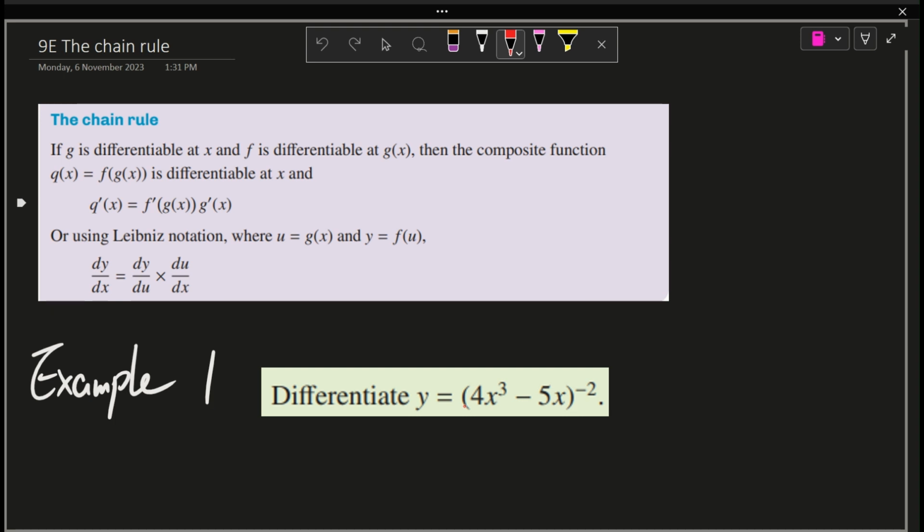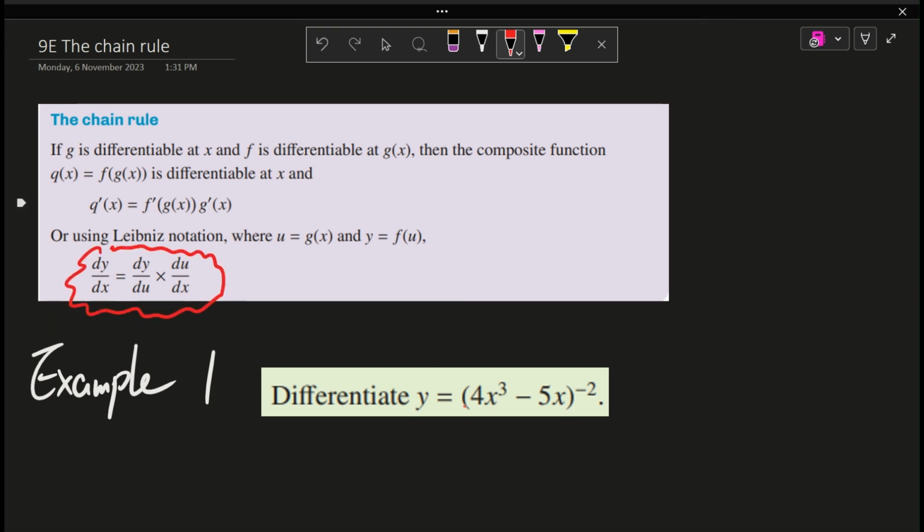Okay, so start with remembering this one in your reference. You're going to write down dy/dx equals dy/du times du/dx. This is basic knowledge for the Leibniz notation. And we know u equals g(x), y equals f(u), and something like that, which we use in the discussion sessions.